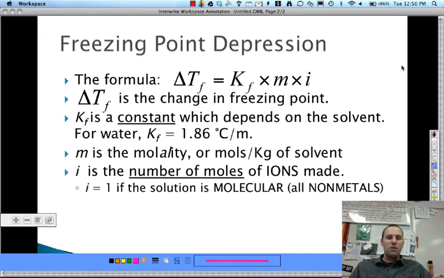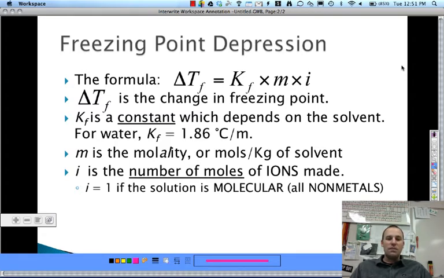KF is a constant. Remember the gas constant was R, 0.0821. Well, KF is the freezing point constant for water. It's always 1.86 degrees Celsius per molal. Remember, the little m stands for molality. This is the only one you'll have to memorize. There are other KFs for other substances, but most of the time we're going to be dissolving things in water, so that means that the KF for water is 1.86. Again, the little m stands for molality, or moles per kilogram of solvent, and i is the number of moles of ions that are made when you make the solution. So keep in mind, i stands for ions.